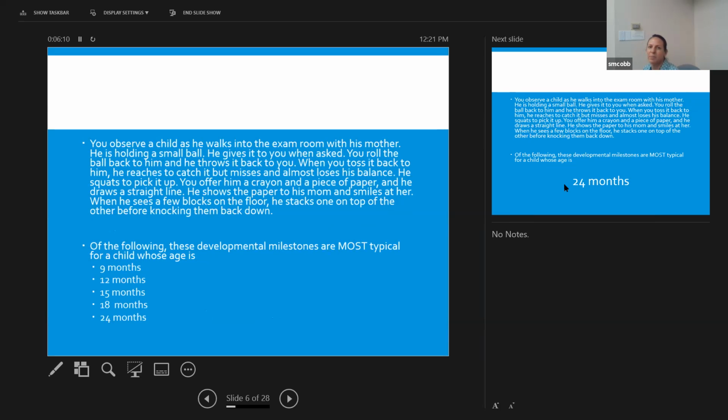So here's another one of these meandering ones. He walks into the exam room. It sounds like the beginning of a bad joke. And then he's holding the ball. He's going to roll it back and forth. He can throw it, but not catch it. He tries to catch it, almost falls over. He squats though to pick it up.